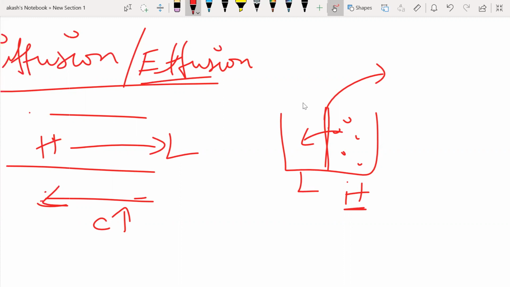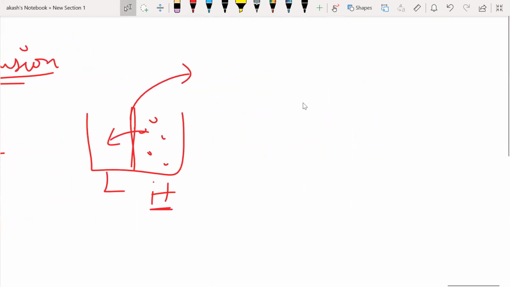Now, what do you mean by effusion? Can anyone tell me what is effusion, or any practical example of effusion? Any guesses? Okay, nobody knows. The perfect example is your deodorants, like the sprays which you use. So I would say effusion is diffusion, but if it happens through a very small hole, that is what is called effusion.